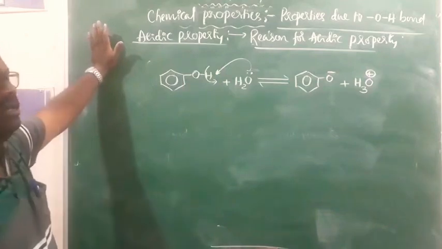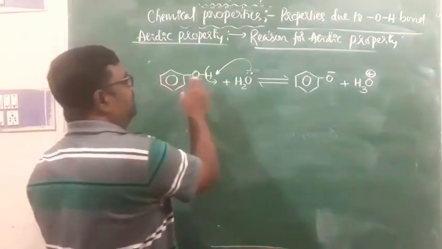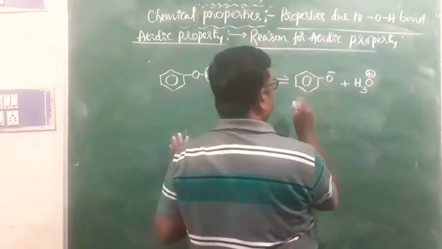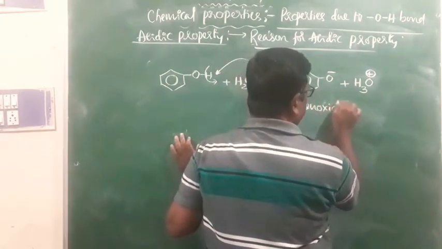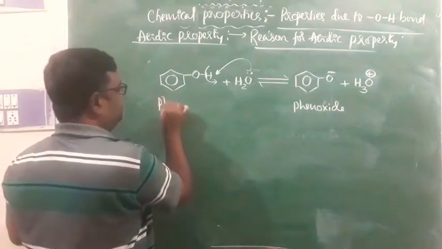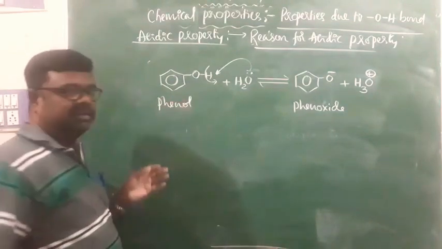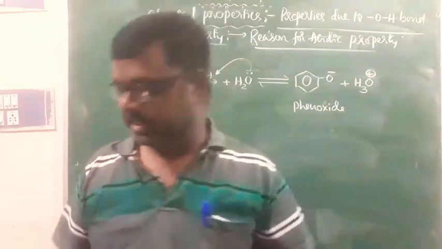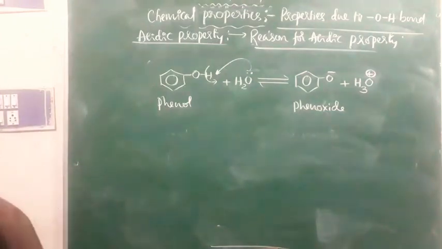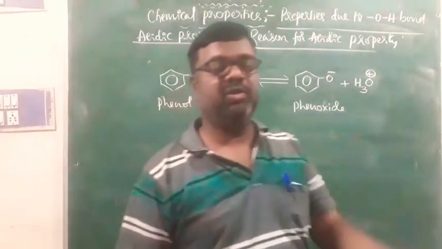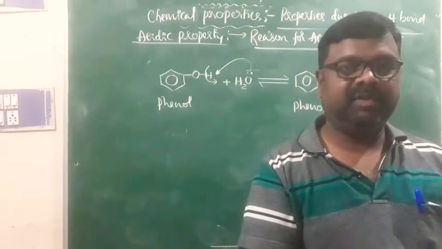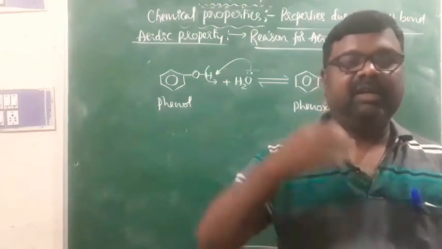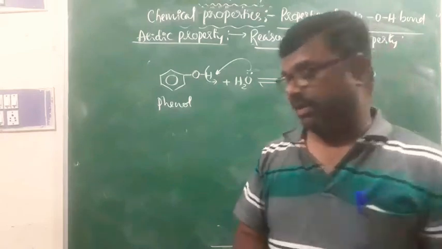This is clear evidence that phenol releases H plus and gets converted to phenoxide. This is what we call phenoxide, and this is what we call phenol. As far as acidity is concerned, the ability of a molecule to release H plus ions, to donate H plus ions to other substances, is called acidic. Acidity, or acidic strength, we call it.